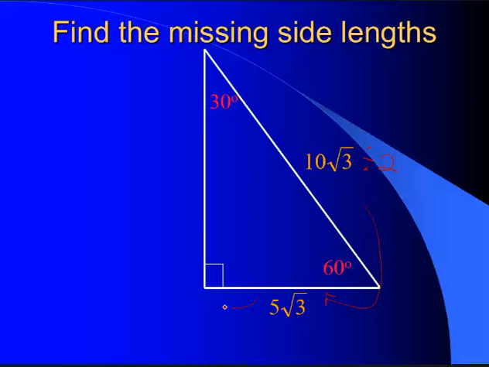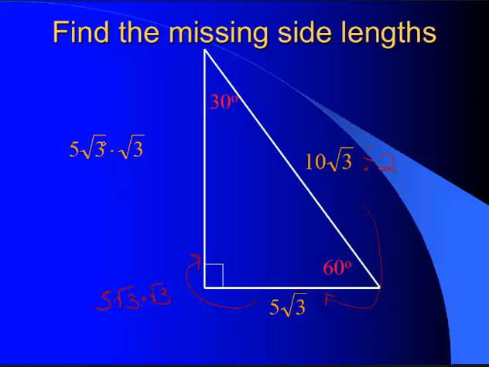Short leg to long leg. Am I going to multiply or divide? Short to long. I'm going to multiply. So I have 5 square root 3. What am I going to multiply by? I'm going to multiply by the square root of 3 because that's what the pattern tells me to do. And I will let you use your patterns on your homework and on your test.